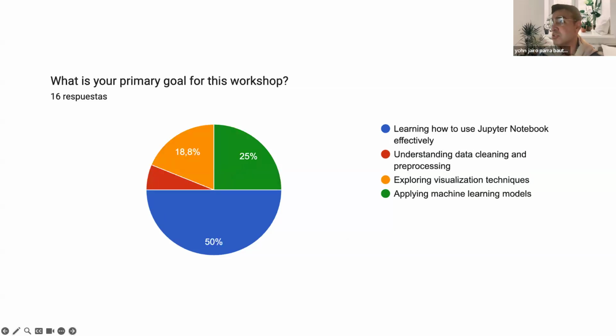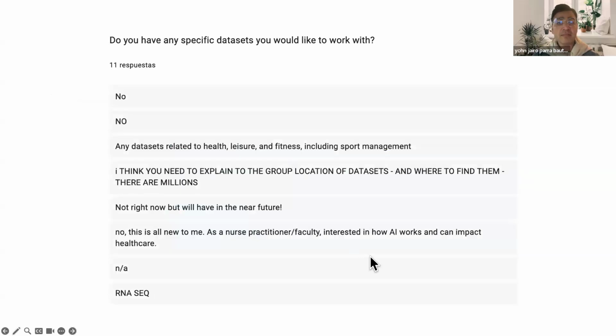What's the primary goal for this workshop? Most of you want to learn how to use Jupyter Notebook effectively. And some recommendations of data sets: any data set related to health, leisure, and fitness, including sport management. Also, how to find data sets and locations, and some RNA sequence data, I guess, sequential. Perfect.